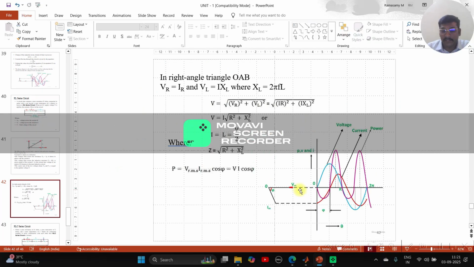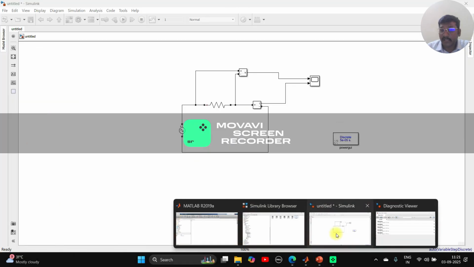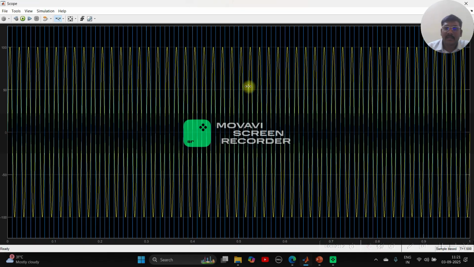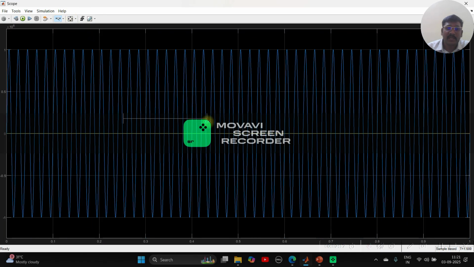And we are going to simulate the same in the MATLAB model. I already created a resistive circuit with the components of source, resistance, current measurement, voltage measurement and scope. I already created it, and if you want details about these components, you can see my previous videos which were uploaded for this resistive simulation. Now I ran this program and you see the difference between the voltage and current.